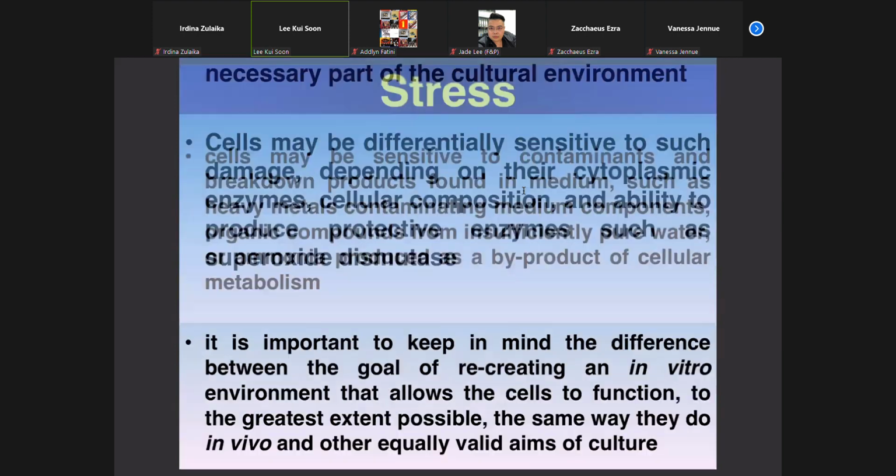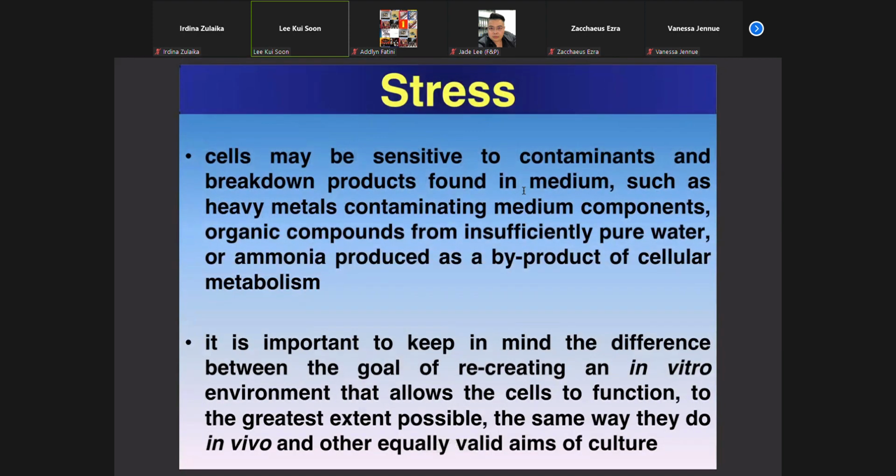All right. And cells may also be sensitive to contaminants and breakdown products found in the medium, such as heavy metals contaminating the medium components. This heavy metal can sometimes be found in the serum. Organic compounds from insufficiently pure water, pure water may have some organic compounds, or the ammonia produced as a byproduct of cellular metabolism.